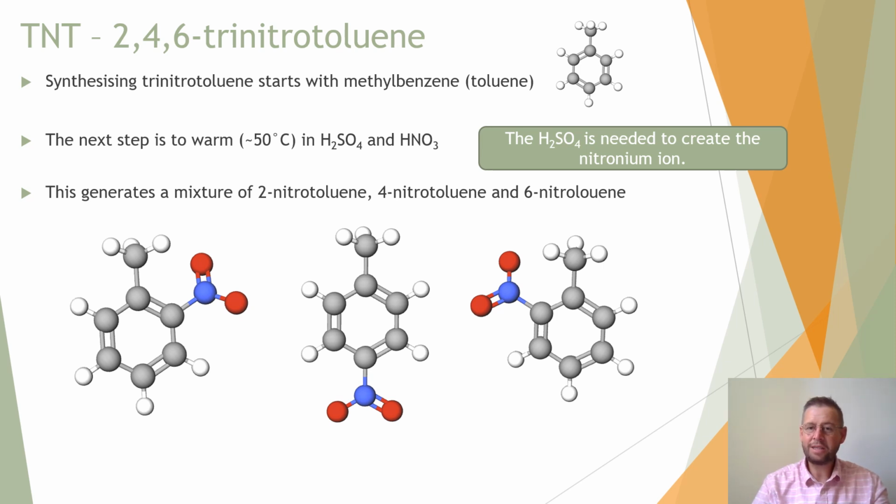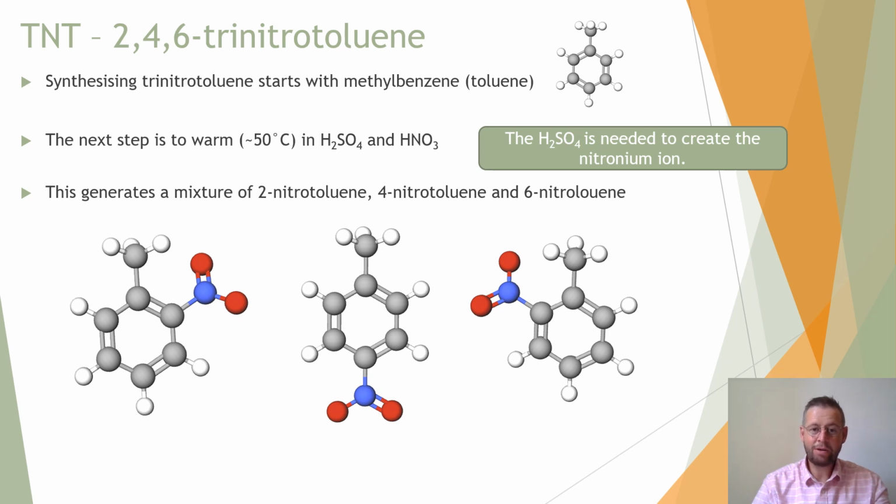The very next step is we need to get the nitronium ion to form. So in sulfuric acid and nitric acid at about 50 degrees, we warm it up. What happens is the sulfuric acid helps create the nitronium ion. The nitronium ion is an electrophile and goes in there and adjoins.